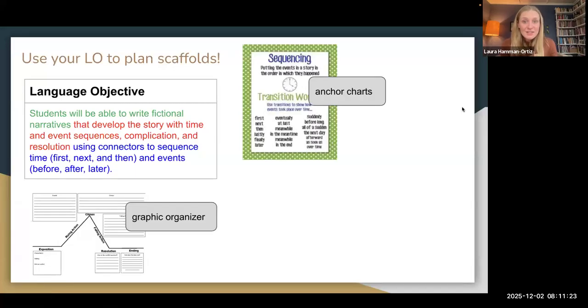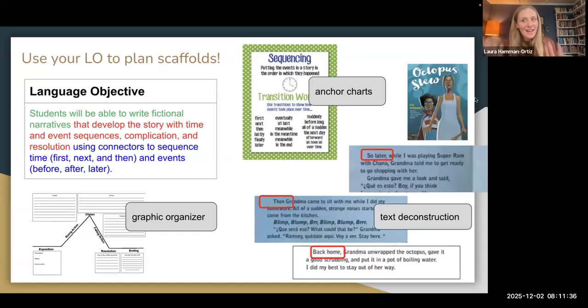To teach the connectors, I might work with students to develop an anchor chart. This is an example of a pre-made one, but I would encourage you to make them with your students, where we think about some of the types of words we might use to show the passage of time. And I highly encourage you to do some text deconstruction to also support students in this. I love the book Octopus Stew. It's also available in Spanish, Pulpo Guisado, but even the English version has a lot of translanguaging and showcases a Dominican or a Puerto Rican family in New York City.